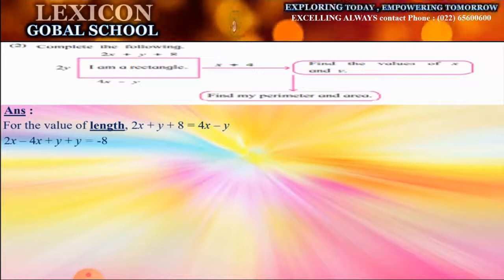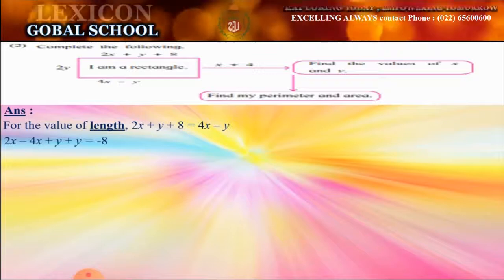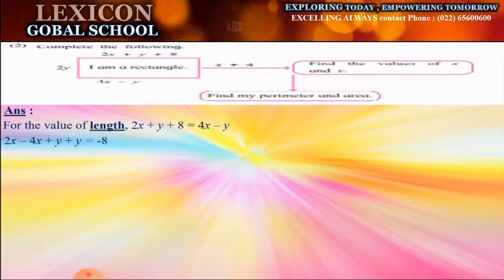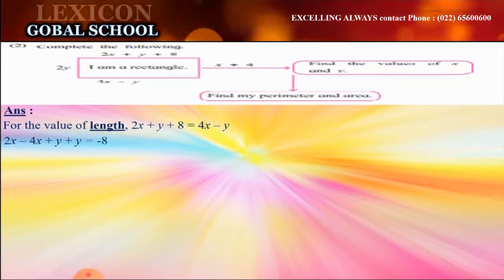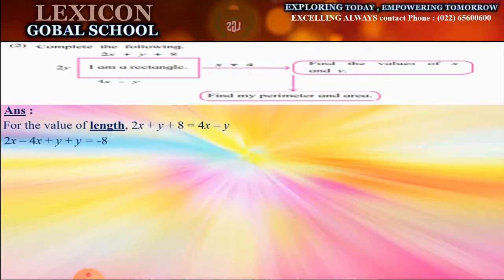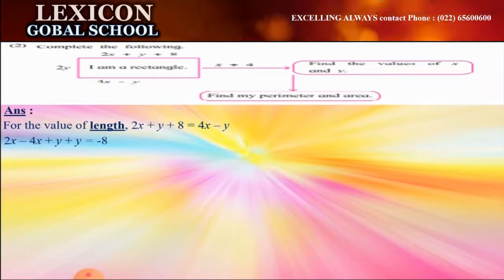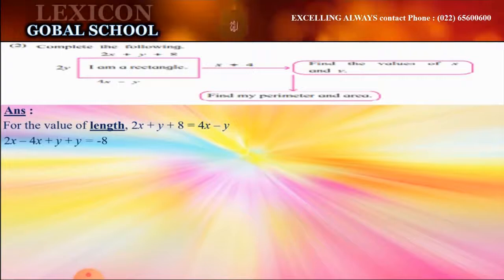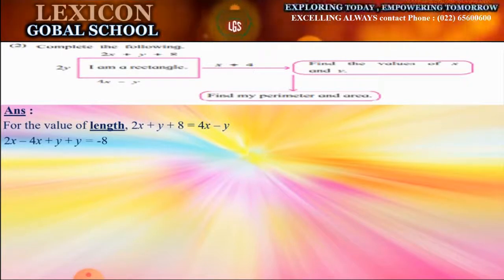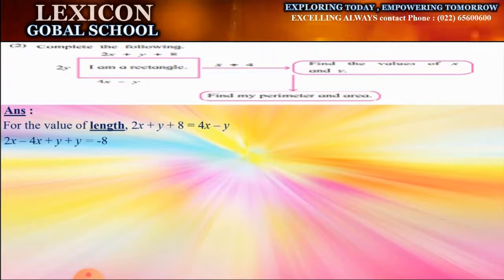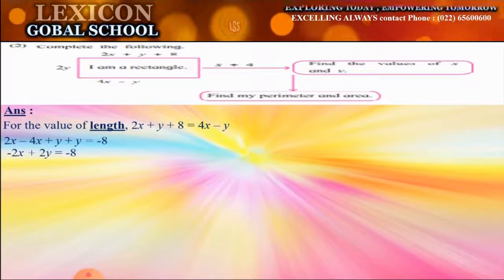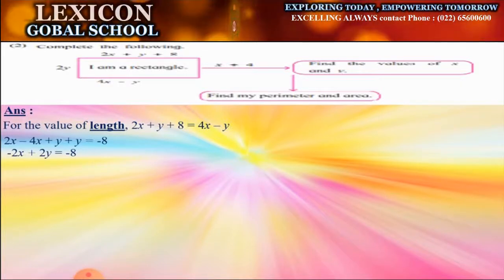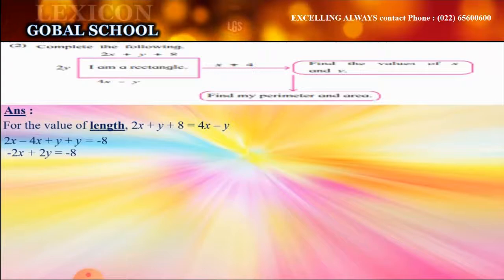From your RHS, when you take 4x to your LHS, it becomes minus. Therefore, 2x minus 4x plus y, which is already there in your LHS, minus y from your RHS would be taken to your LHS. It would turn to plus y. Therefore, 2x minus 4x plus y plus y is equal to minus 8. 8 will go into your RHS. When you subtract 2x minus 4x, you get minus 2x. y plus y, you get plus 2y is equal to minus 8.